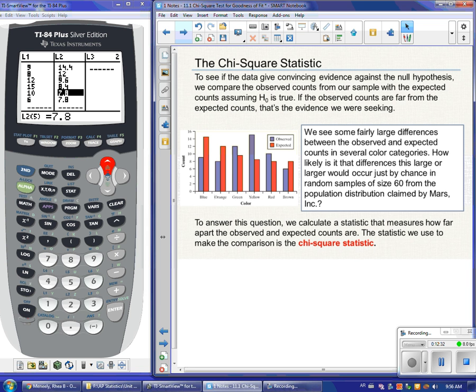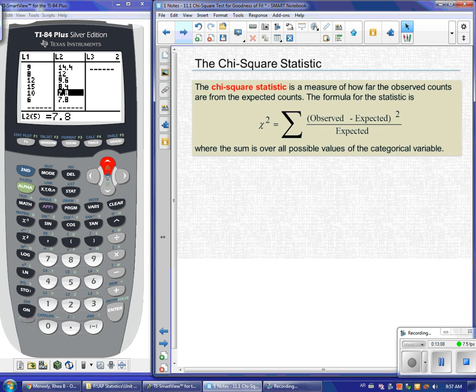So if we want to answer the question, is this difference significant, then we have to calculate a statistic that measures how far apart the observed and the expected counts are. The statistic we use to make that comparison is what we call the chi-squared statistic. Chi-squared is actually a Greek letter, and it looks like a cursive x. Oftentimes you'll see chi-square look like that. So the chi-squared test statistic, this would be another way to write it. And for those of you that have taken AP Bio, I believe that you do talk about the chi-squared distribution.